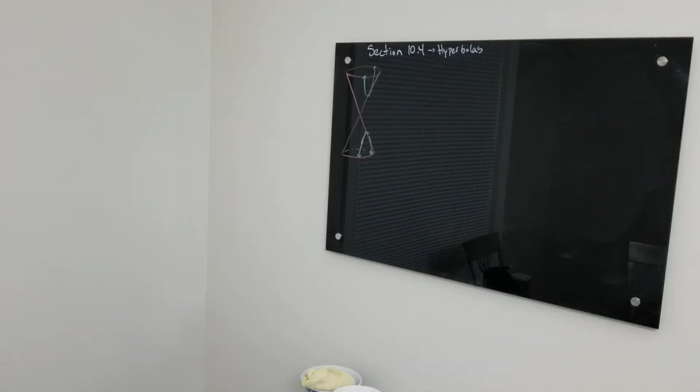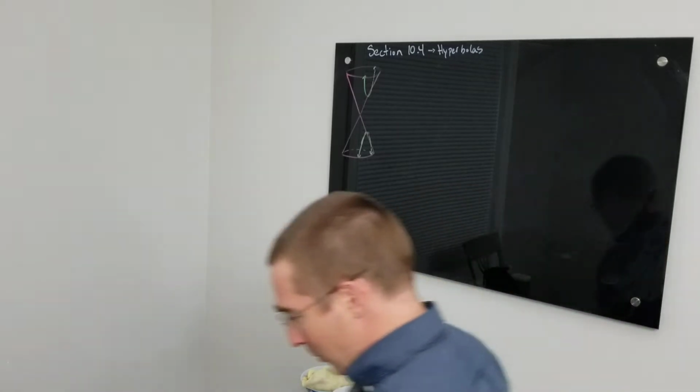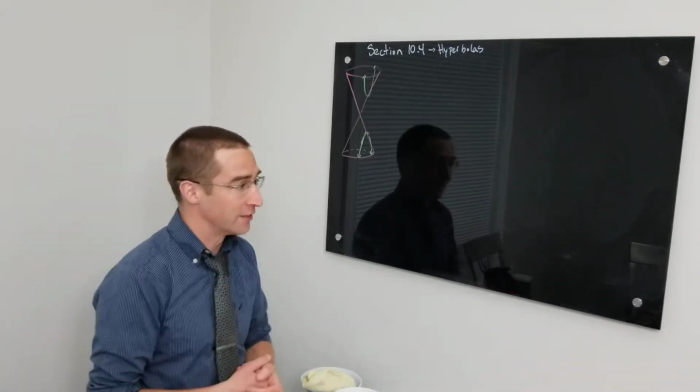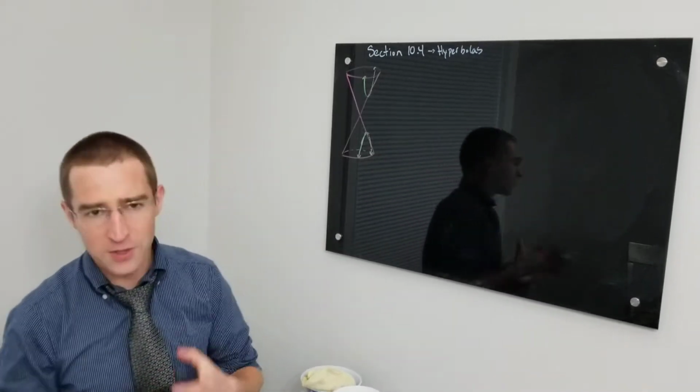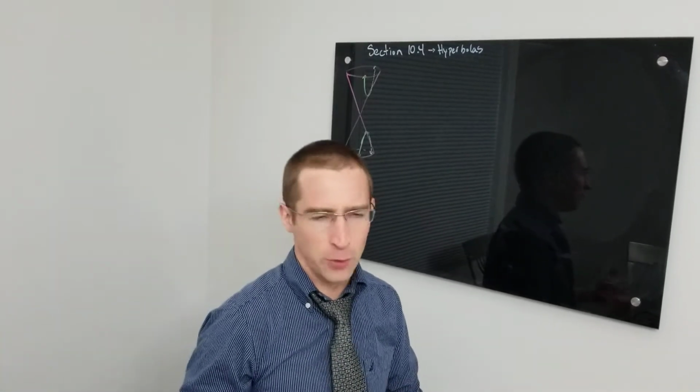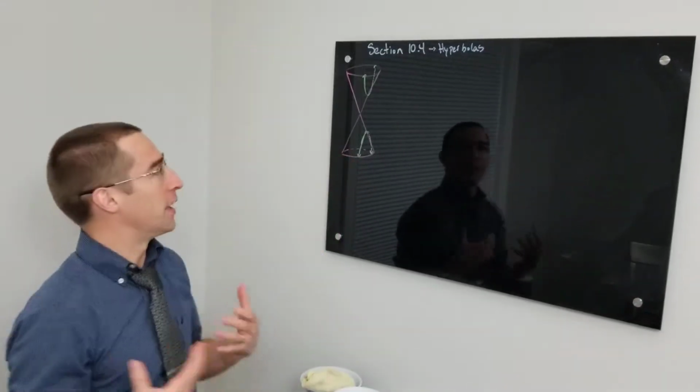All right. So this is lesson 4, section 10.4, hyperbolas for pre-calculus distance learning, number 4. So this is our fourth conic section, the hyperbola.